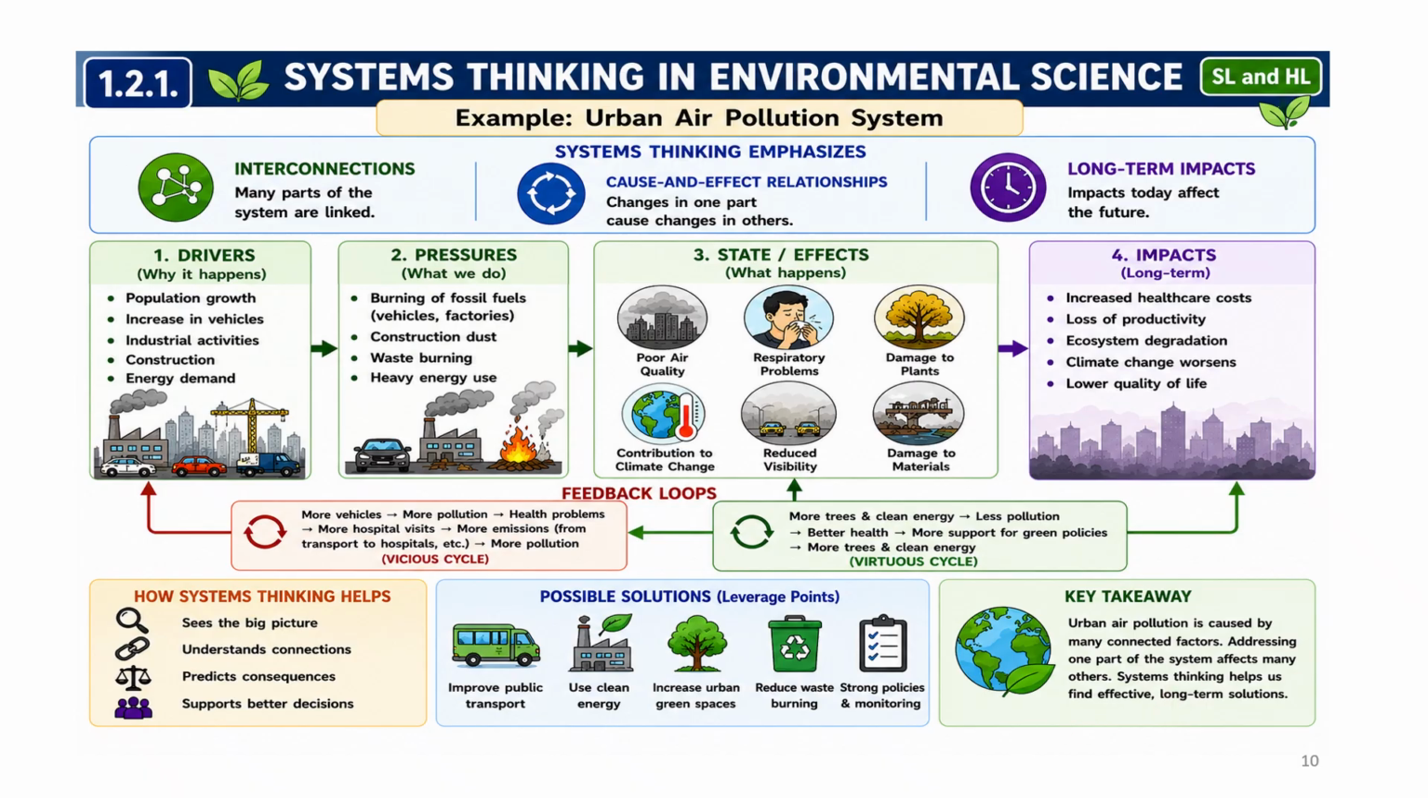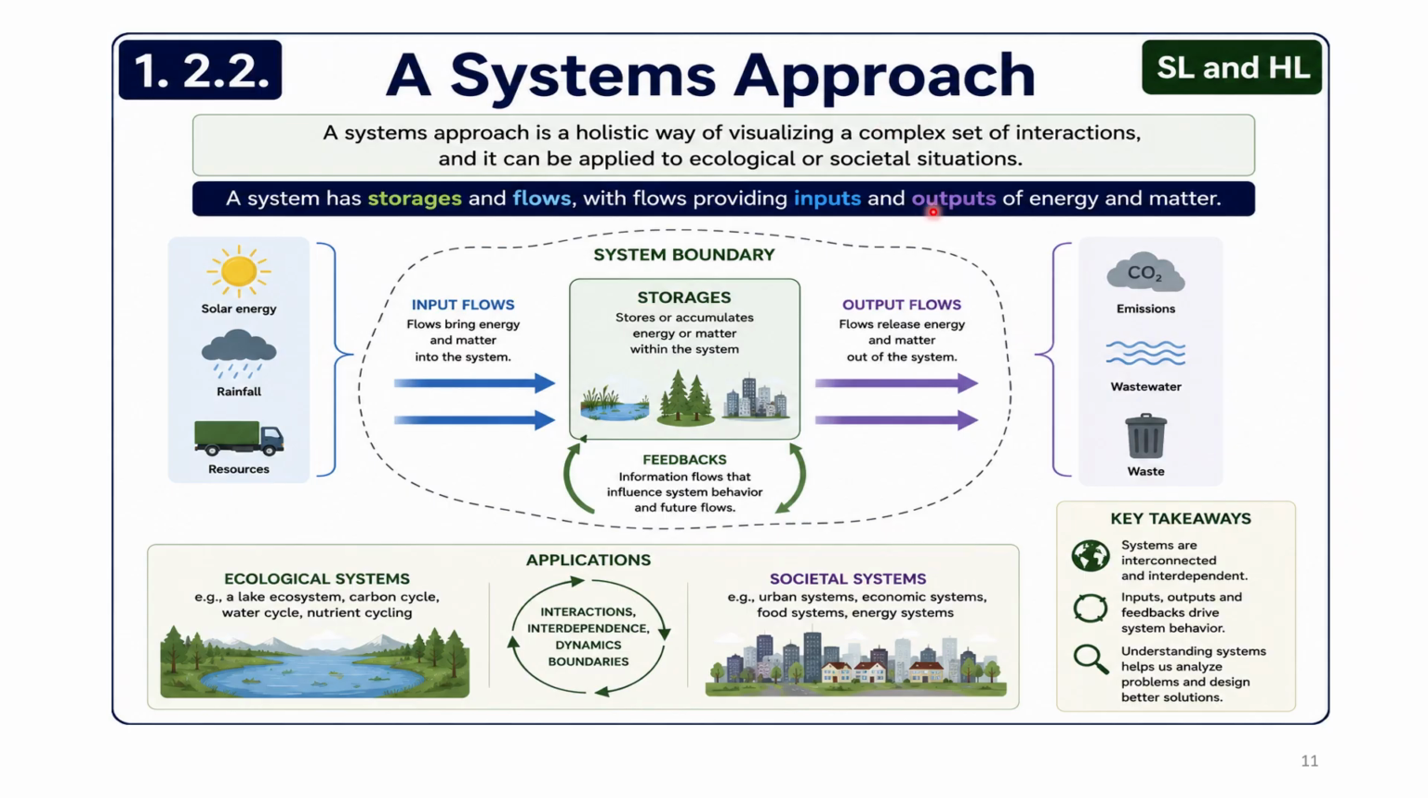A systems approach. A systems approach is a holistic way of understanding complex ecological and societal interactions. Rather than studying individual parts separately, it focuses on how components interact within a system and influence one another over time. A system is defined by a boundary that separates it from its surroundings.